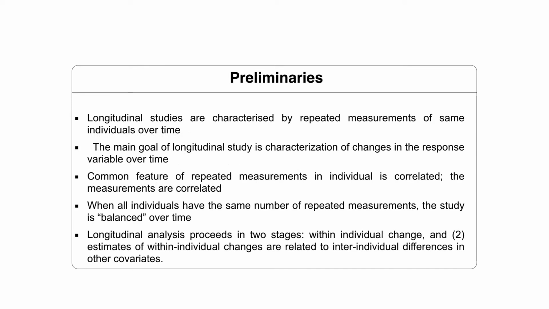So to continue with the preliminaries, what are longitudinal studies? These are essentially characterized by repeated measurements of the same individuals over time. There is also the principle of longitudinal studies. For example, if you've got 9 or 10 pupils whose performances are repeatedly measured over, say, 6 years, with one measurement in every year, then you have 6 data points, 6 time points over which they were measured.